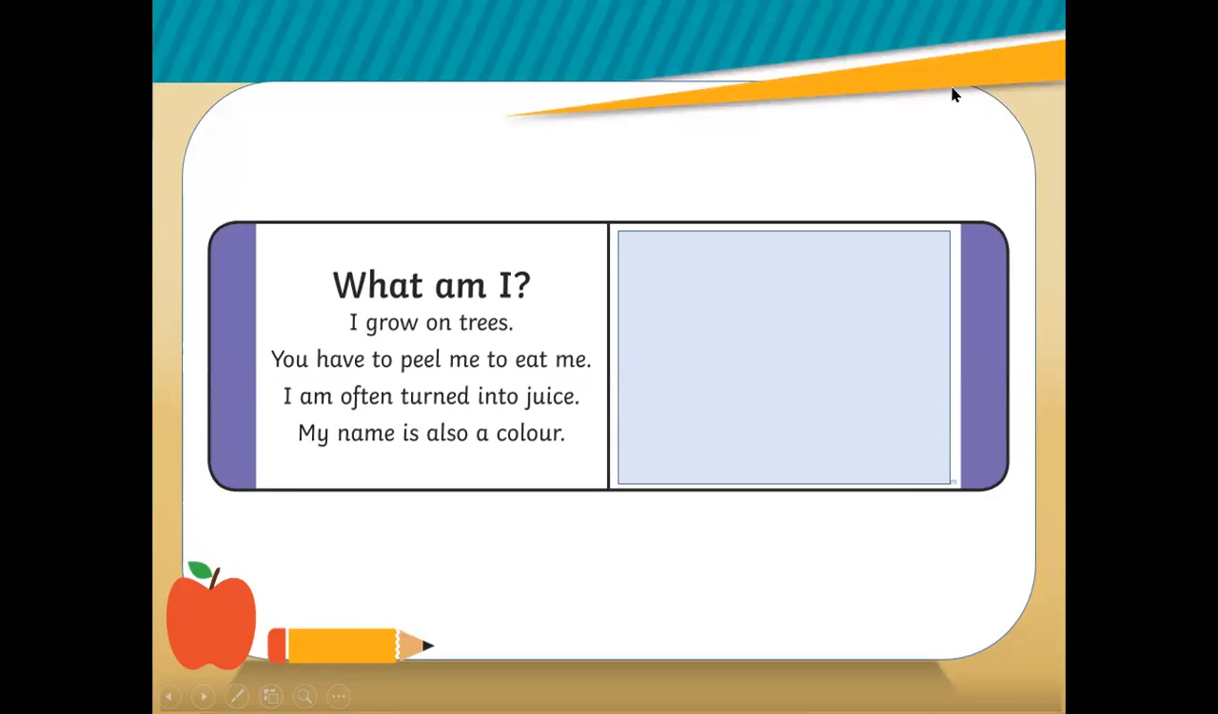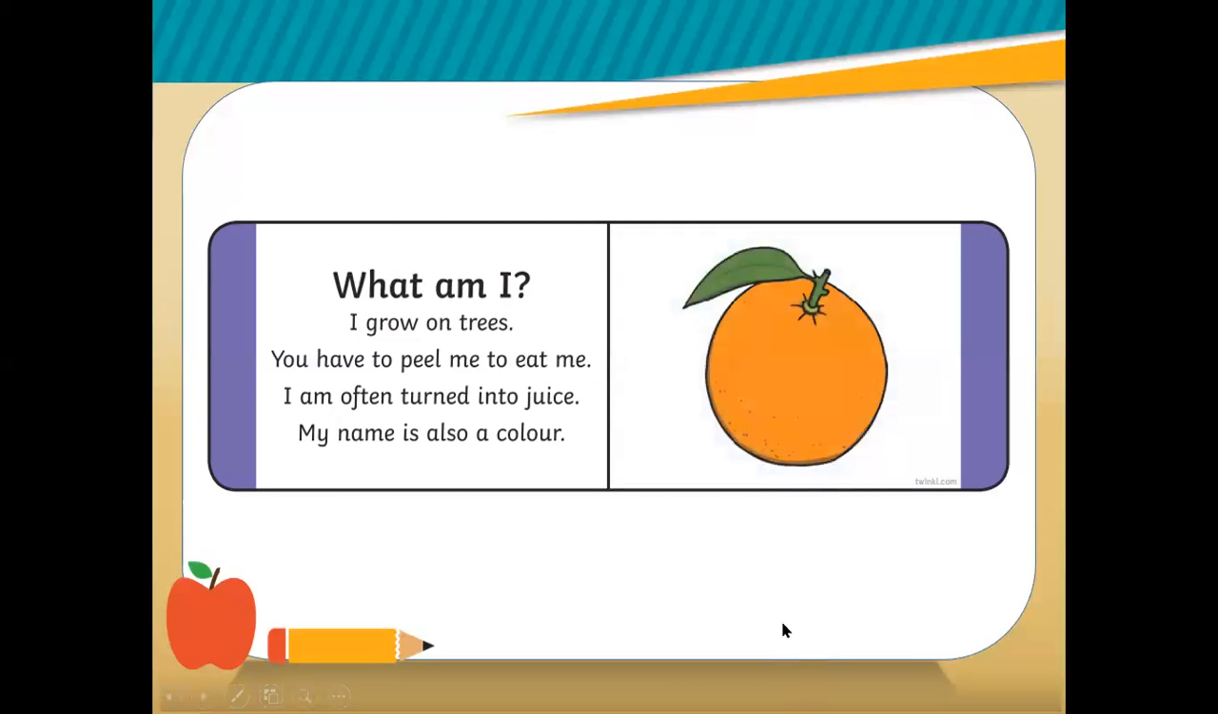So what about the next one? What am I, guys? I grow on trees. You have to peel me to eat me. I am often turned into juice, and my name is also a color. What am I? Tania. Orange. An orange. Okay, that's correct. Very good. Excellent. So remember that oranges, they grow on trees, and you have to peel them, right? If you want to eat it, si quiere comer naranja, yes, you have to remove it. You have to peel it, pero hay que pelarla. And generally, it is turned into juice. Generalmente, la hacen jugo, así que they do not remove the skin, ¿verdad? La piel. My name is also a color. Well, actually, that's the most evident clue.